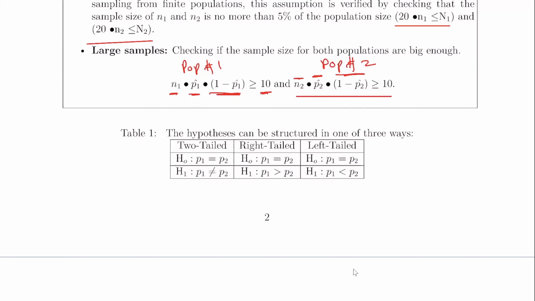The only thing that changes for the alternate hypothesis is that you're going to say either p1 is not equal to p2, p1 is greater than p2, or p1 is less than p2. But for this one, there shouldn't be any number in any of the null or alternate hypotheses. It should all be either p1 or p2. The only thing changing is the inequality.